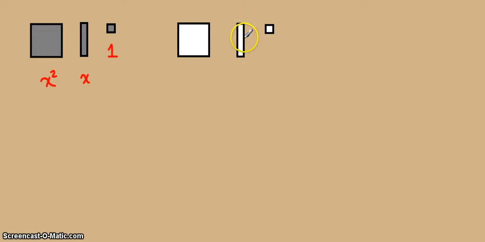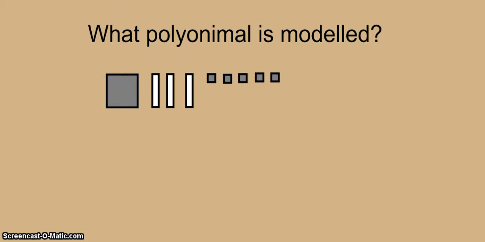The unshaded tiles represent negative. So it's the same meaning here. A big square tile represents negative x squared. An unshaded rod represents negative x, and an unshaded unit tile is -1. So we will use these tiles to do a simple example. Here we are asked to state the polynomial that is being modeled.